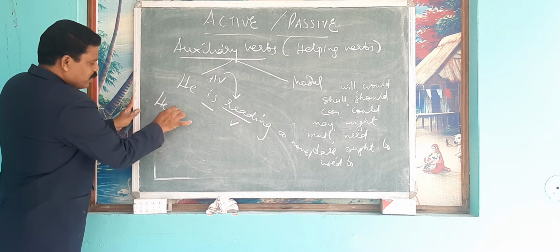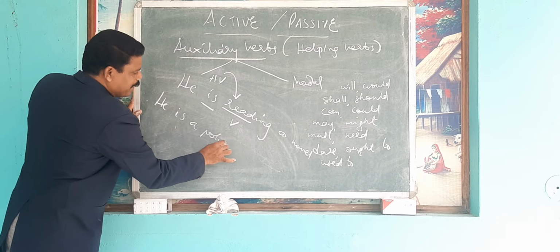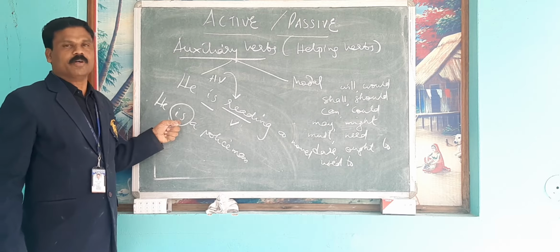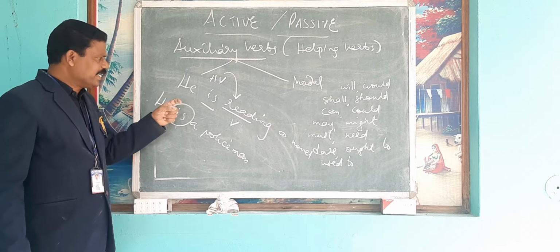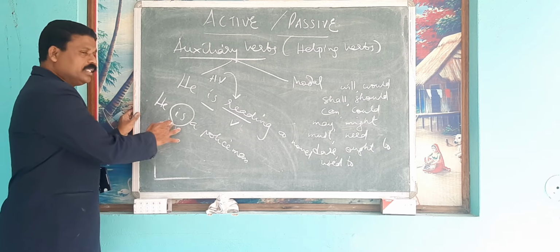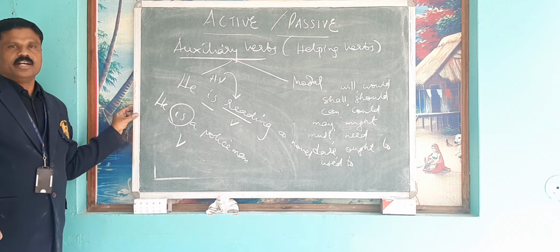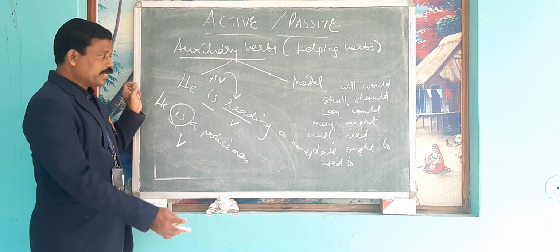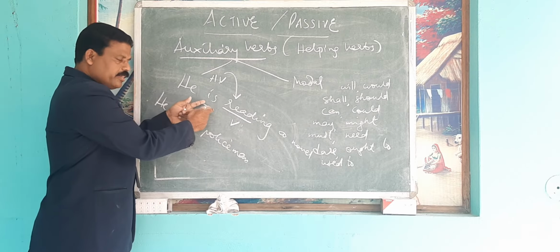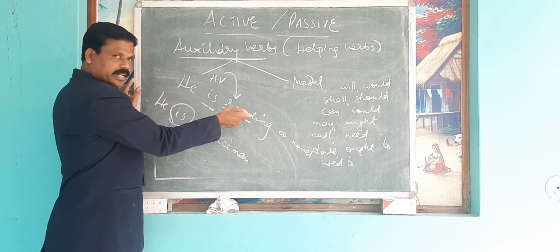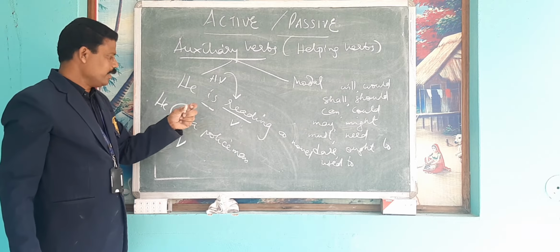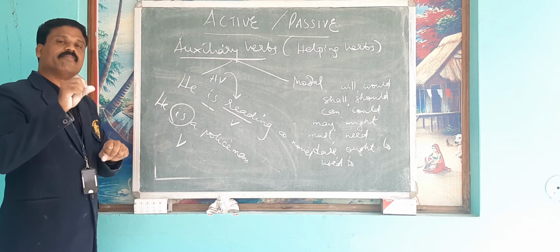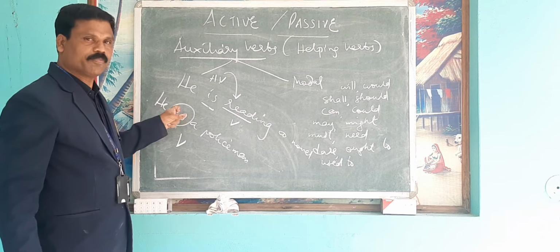Look at the sentence: He is a policeman. Here, is is not an auxiliary verb. It is not a helping verb because it does not help another verb. It is itself a verb. Did you get? He is reading a novel. In this sentence, read is the verb and is is the helping verb because it supports read. He is a policeman. In this sentence, there is no other verb. So, is itself is a verb. It is not an auxiliary verb here.